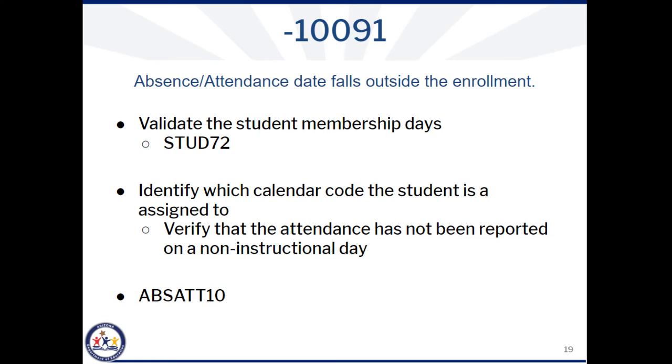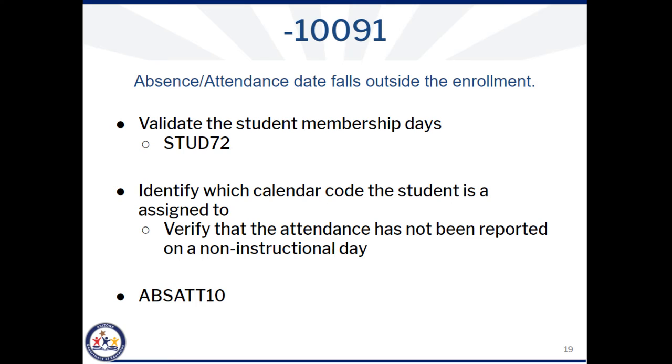10091. This one is a repeat offender. We do see this one often. The STUD 72 is a valuable tool that you'll want to use. Pull up the student's membership information and validate the membership days for this student. You also want to validate that you are sending this student's information to the correct calendar code.